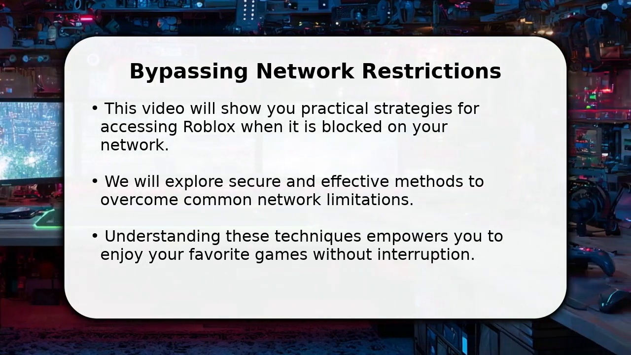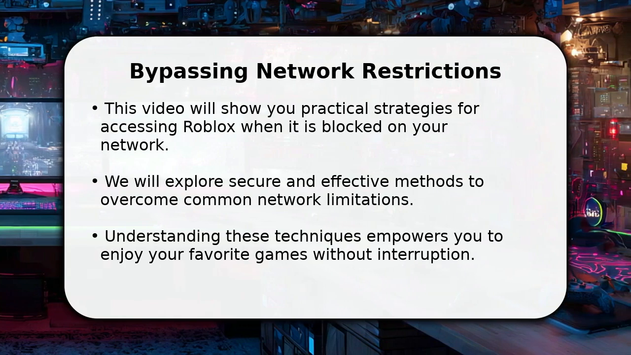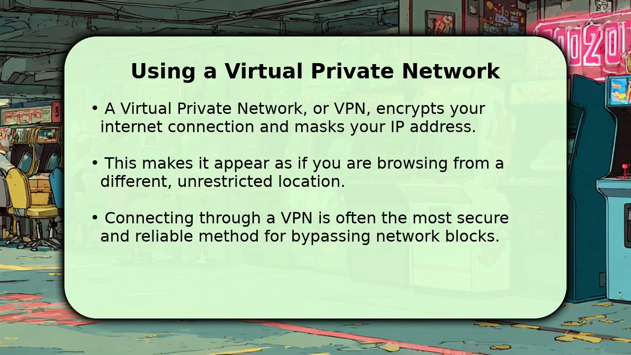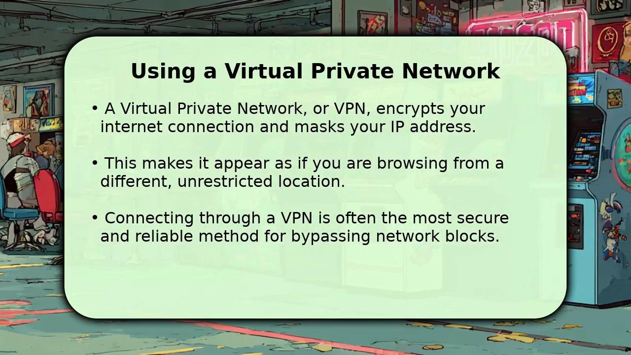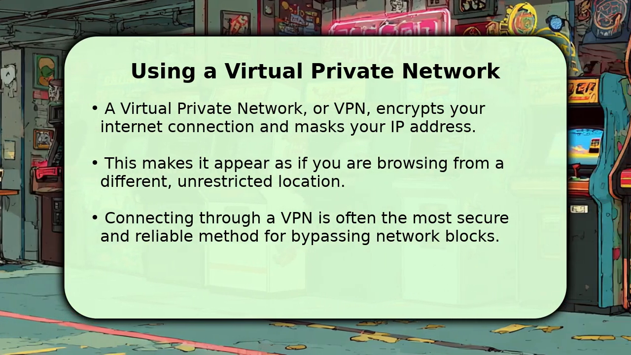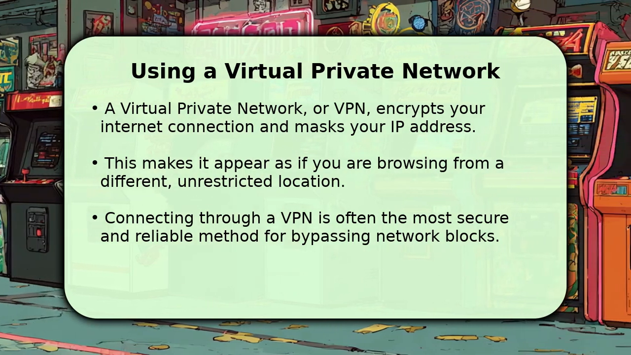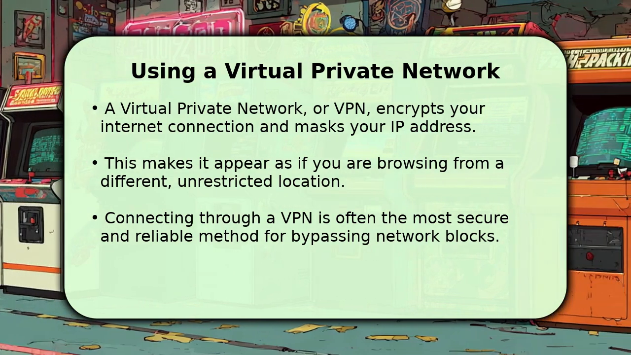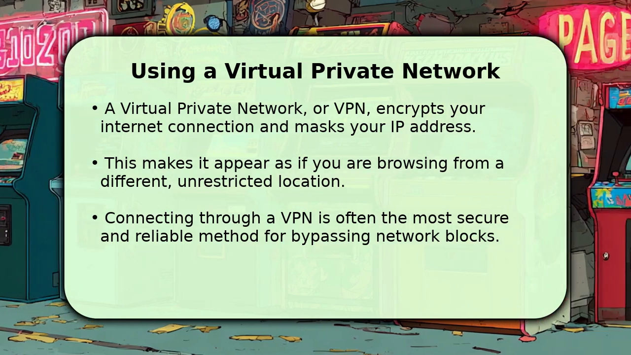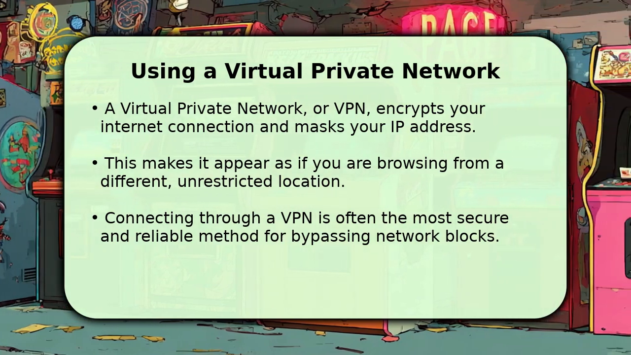By the end, you will understand how to access your favorite games smoothly, using tools like virtual private networks and web proxies. Using a virtual private network, or VPN, is a highly effective way to access blocked content. A VPN encrypts your internet traffic, essentially creating a secure tunnel for your data. This makes it look like you are connecting from an entirely different location, easily bypassing 90% of local network restrictions. Many reputable services offer straightforward applications for computers and mobile devices, making setup quite simple.